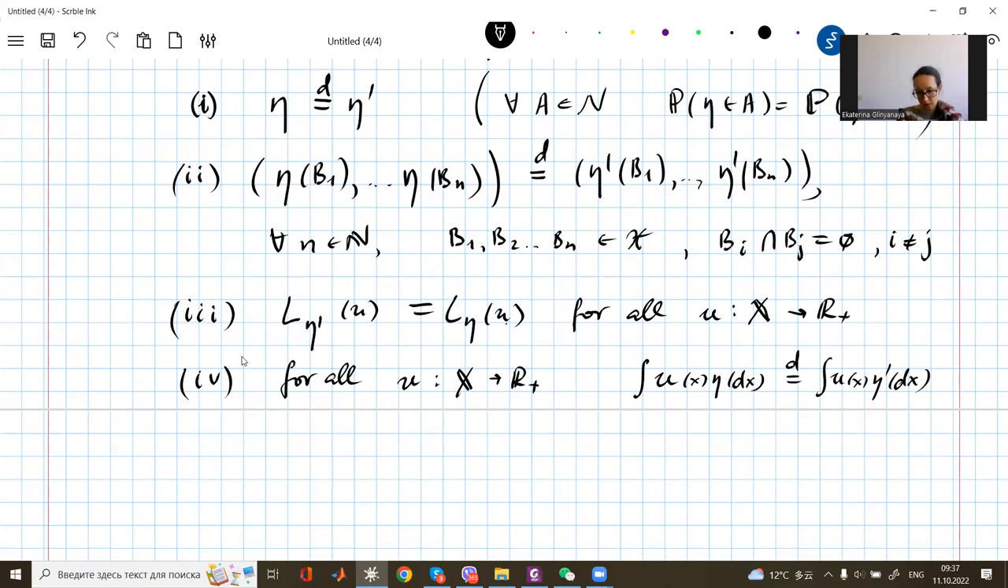So this is the distribution as random variables in R plus. We have two non-negative random variables, and we can talk about their equality in distribution. So u must be measurable. Here everywhere we consider this function u measurable from X to R plus, where we consider the Borel sigma field. Yes, I didn't mention it, but we consider such functions.